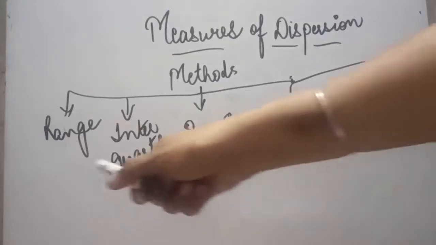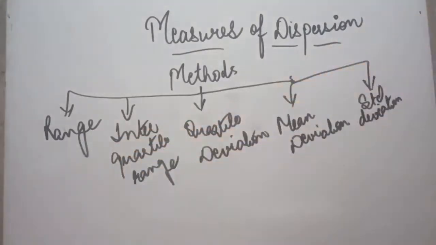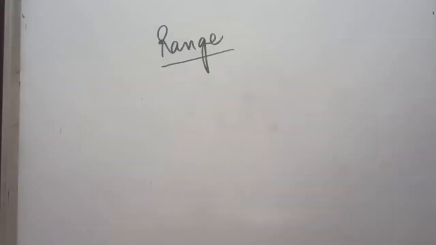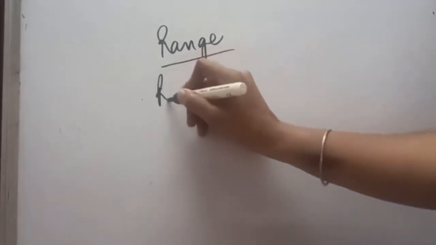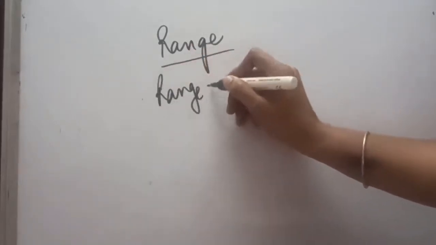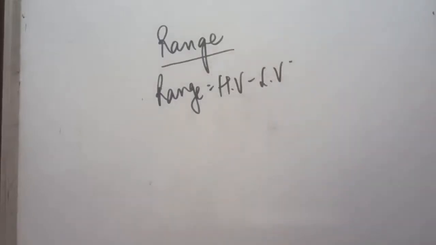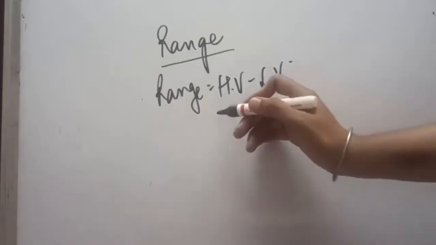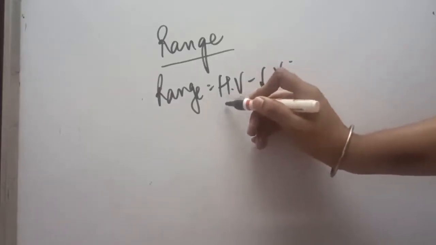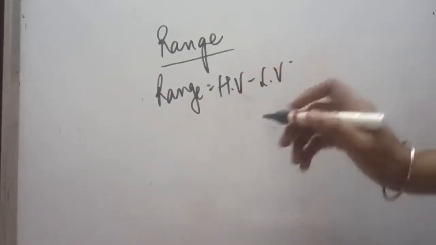Now let us first discuss the range, how the dispersion is measured with the help of range. Range is a positional measure. It is the simplest form of measure of dispersion. Basically the formula for range is highest value minus lowest value. It can be any series like individual series, discrete series or continuous series. The formula is going to be the same, highest value minus lowest value.